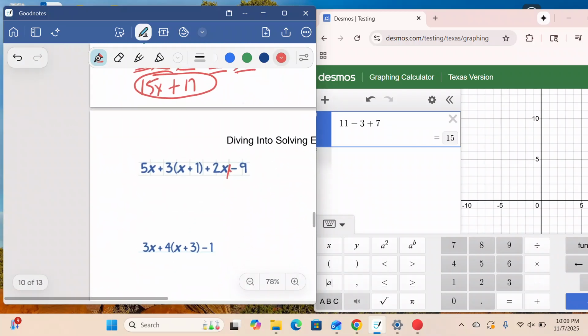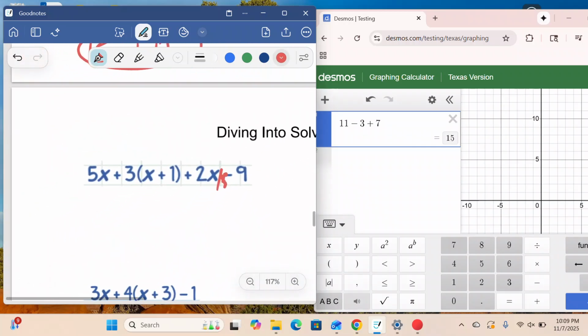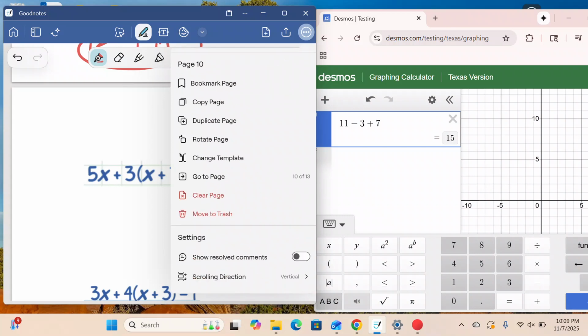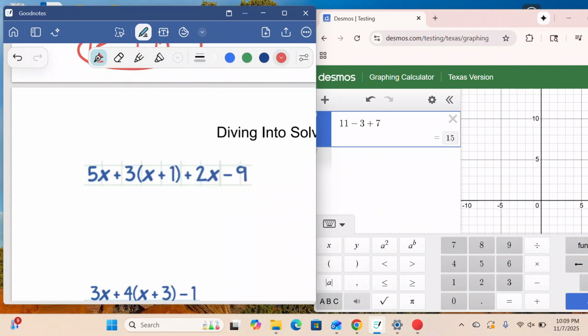There are a couple more I'm going to cover, two more, and then I'll go ahead and stop the video. We have this complicated one, and then we have another complicated one. So the first step is always to identify where is our distributive property. Our distributive property is right there, so I'm going to do the distributive. Everything else is like a term. I'm just going to bring down my 5x. I'm going to distribute here, and I'm going to distribute here.